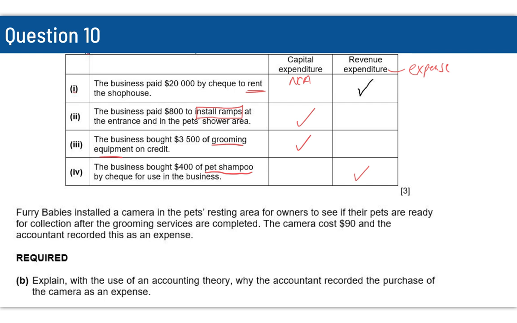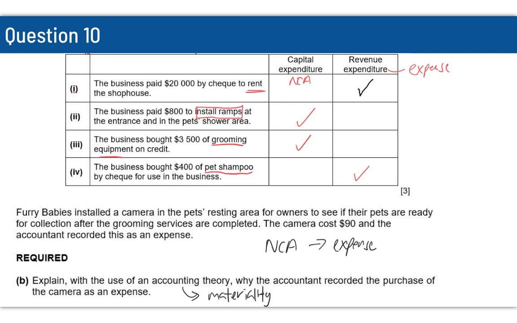Next, the question says that the business bought a camera which cost $90, but he chose to treat it as an expense. So usually when something like this happens, a non-current asset being treated as expense, and they will give you a value which seems insignificant, the accounting theory to be used is called the materiality theory.